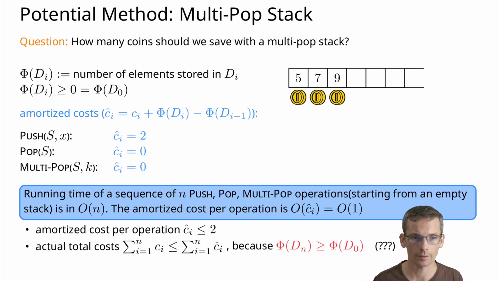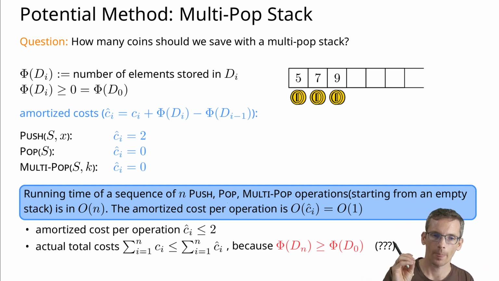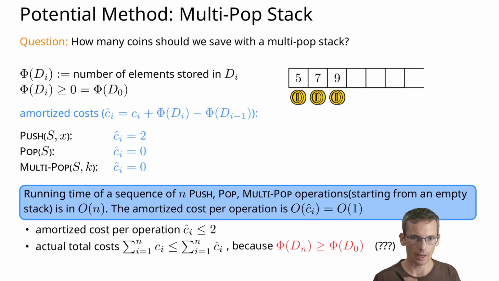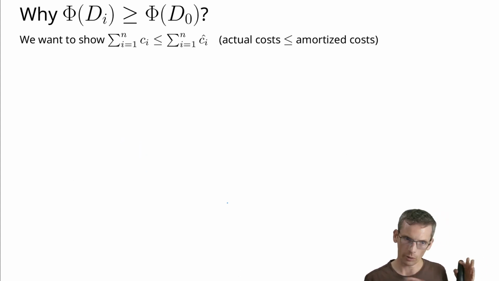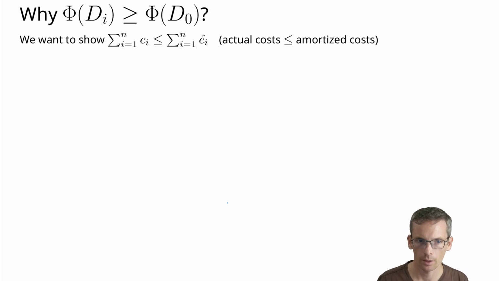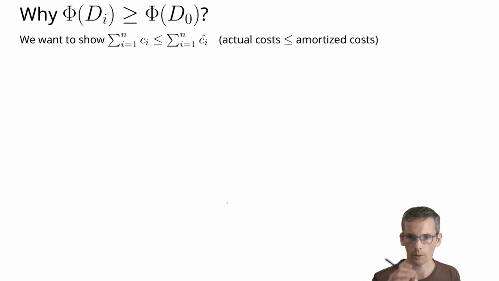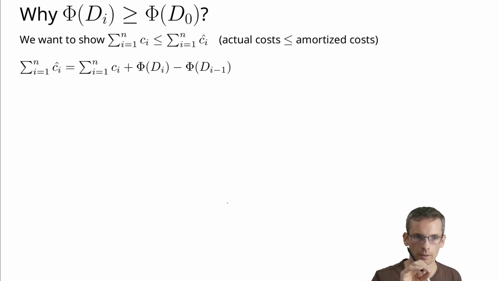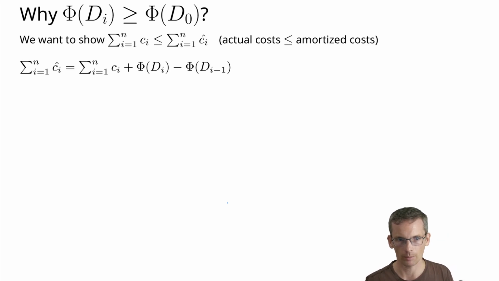And I'm saying this is true because the potential after the n operations is larger or equal to the potential at the beginning. But that we should have a closer look at. This also explains why we have this condition that the potential for Di should be larger or equal to the potential of the initial data structure. So what we want to prove is that the actual costs are bounded by the amortized costs.